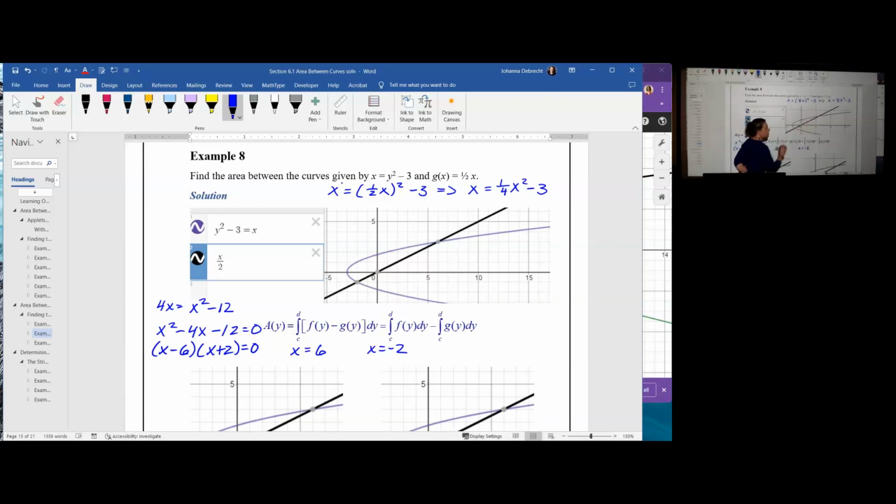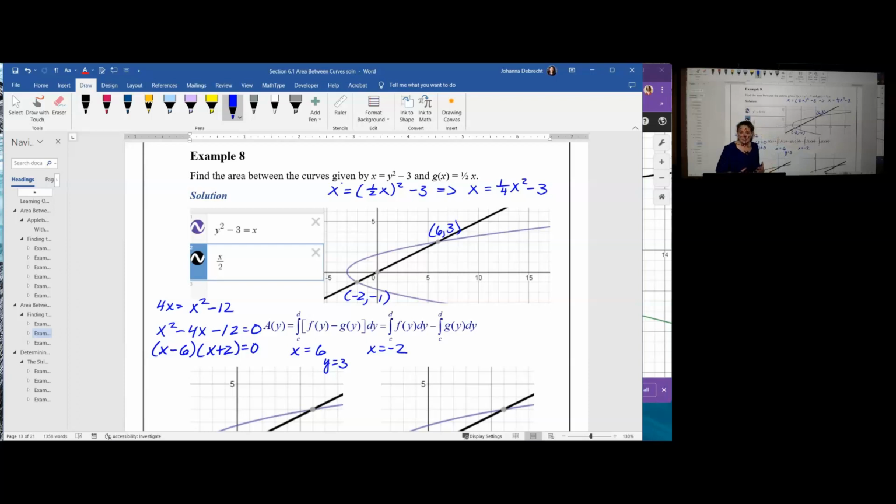This gives me two possible solutions, x equals 6 and x equal -2, which do appear to be the places where the two curves intersect. But if I'm going to go with respect to y, I need the y values as well. If x is 6, half of 6 would give me a y value of 3. And this gives me the ordered pair 6, 3. If x is -2, half of that will give me -1. And this gives me the ordered pair -2, -1.